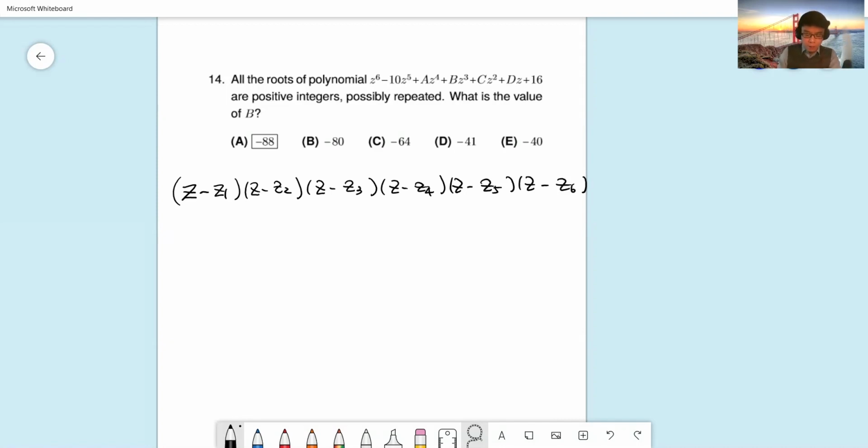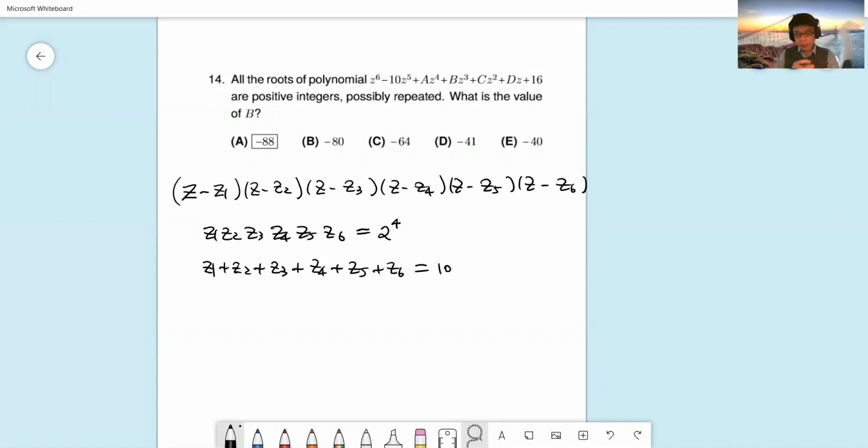The product of the roots, z1 z2 z3 z4 z5 z6, equals 16, and 16 equals 2 to the 4th power. We also know the degree 5 term coefficient is -10, so by Vieta's formula the sum of the roots equals 10. Negative b over a: negative b is negative 10, a is 1.